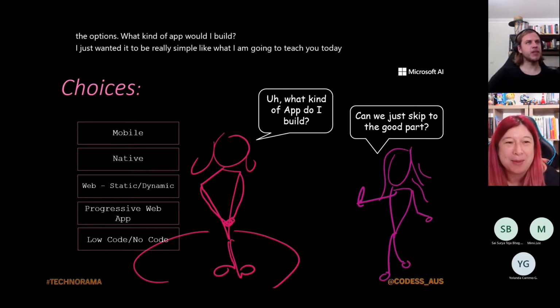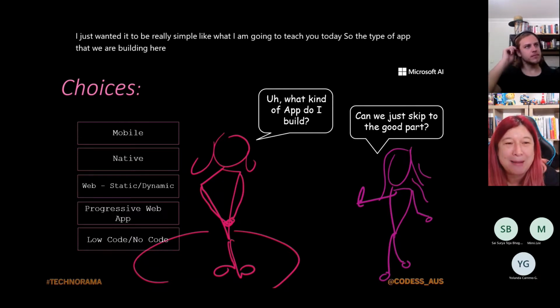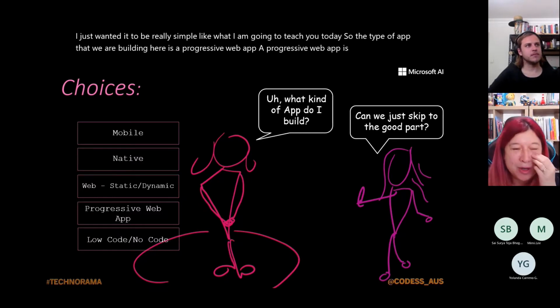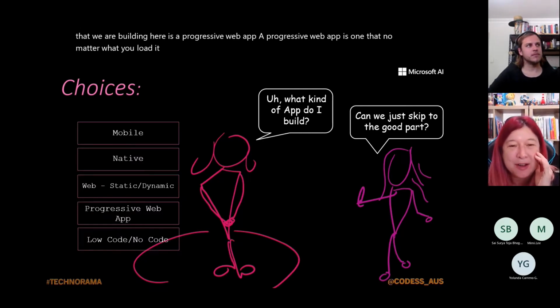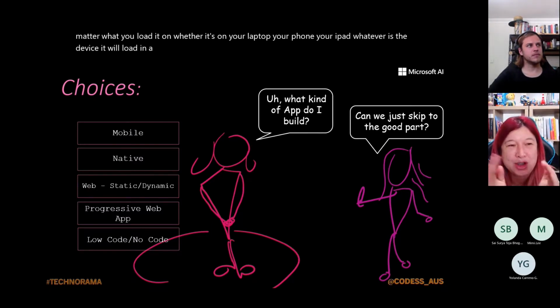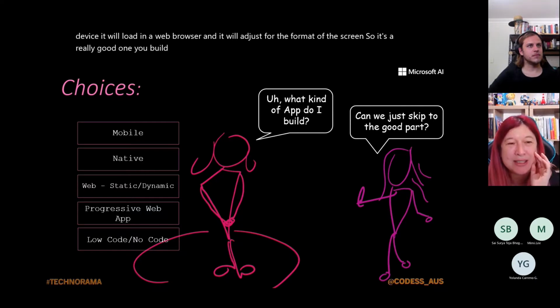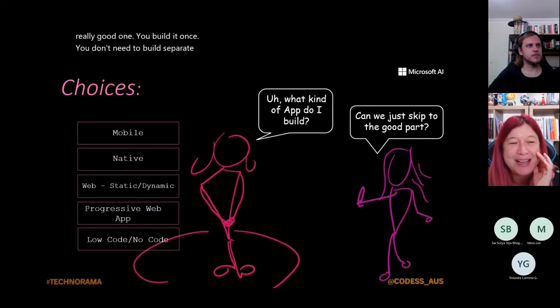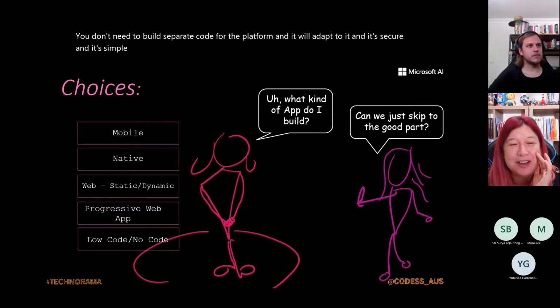So the type of app that we are building here is a progressive web app. A progressive web app is one that no matter what you load it on, whether it's on your laptop, your phone, your iPad, whatever is the device, it will load in a web browser and it will adjust for the format of the screen. So yeah, it's a really good one. You build it once, you don't need to build separate code for the platform, and it will adapt to it. And it's secure and it's simple, and yeah, it's cool for a lot of reasons.